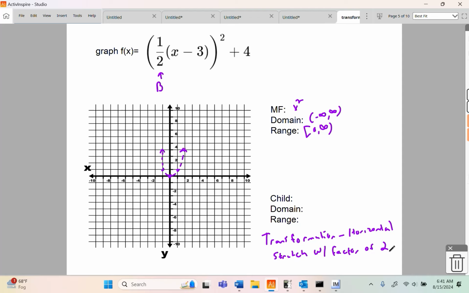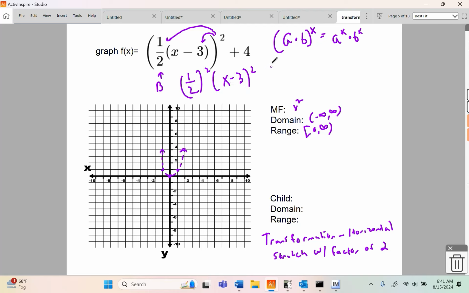Anyways, let's go ahead and start manipulating. There's a property. It's on your form quizzes, which you take next week. Talks about a times b to the x, and that is a to the x times b to the x. That property enables me to distribute these exponents. All right? So this equation becomes a half squared times x minus 3 squared. And I'm not going to worry about what x minus 3 squared is because then I wouldn't be in the form that I want to be. So if I take a 1 and squared, I get a 1. If I take a 2 and squared, I get a 4. And I have an equation that I can now work with.